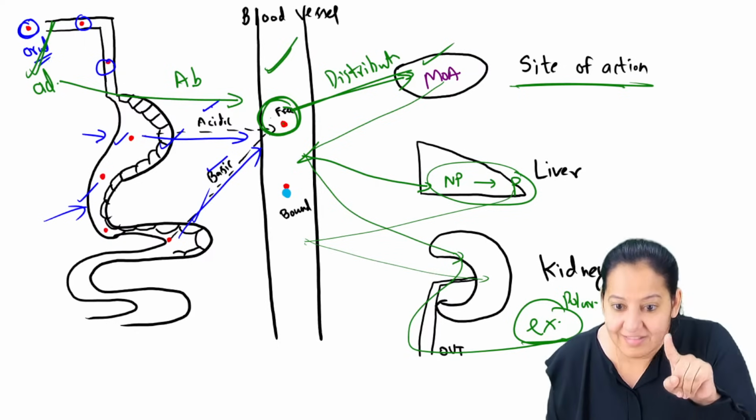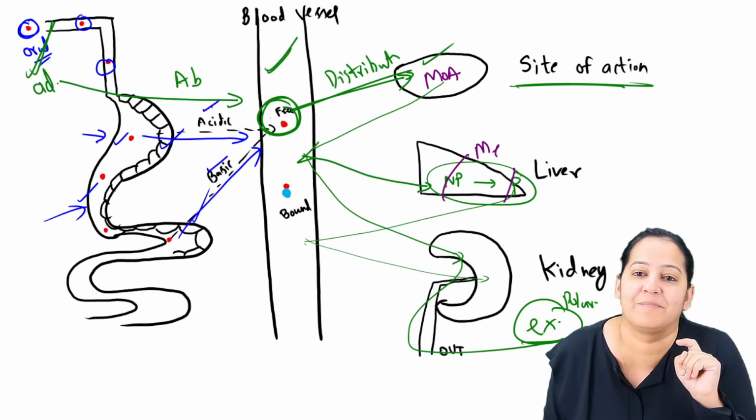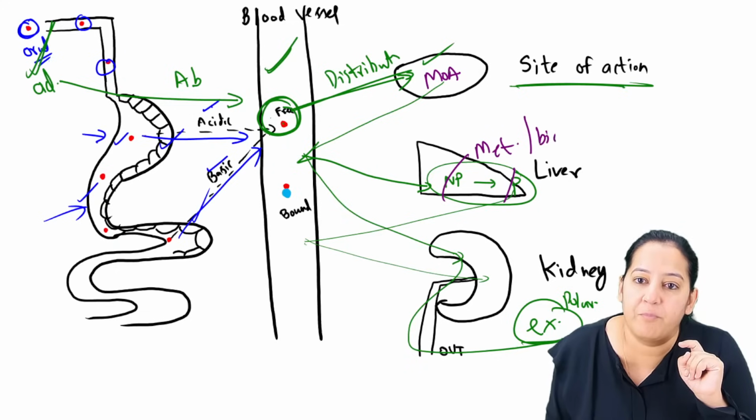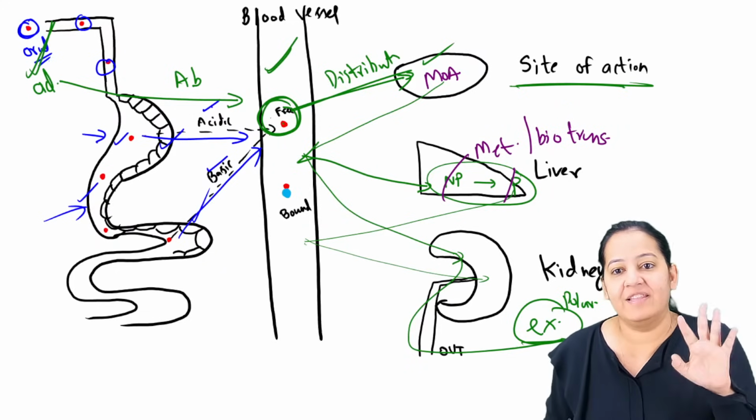In the liver, the conversion of non-polar to polar is known as metabolism. This is known as metabolism or biotransformation, one and the same thing. Metabolism, and finally there is excretion.